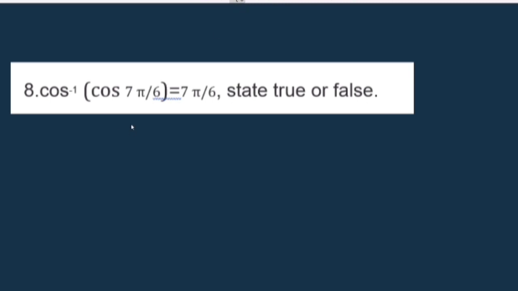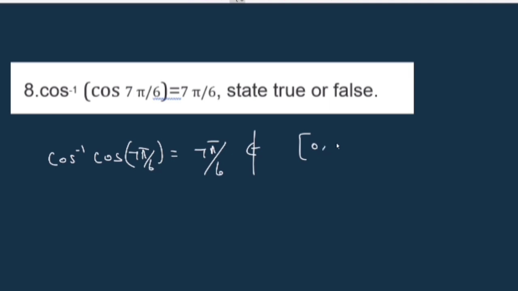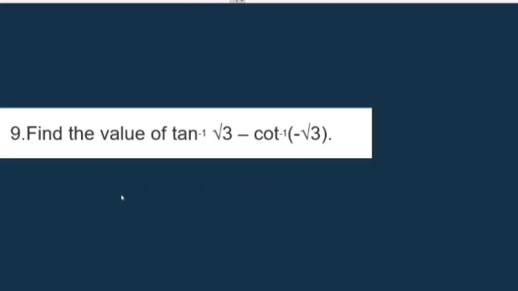Cos inverse cos 7 pi by 6 is equal to 7 pi by 6. Is it true or false? False, because it is not in the range. What is the range for that? 0 to pi. So it is false. 7 pi by 6 means it is 210 degrees, so 210 is outside pi. So it is false.